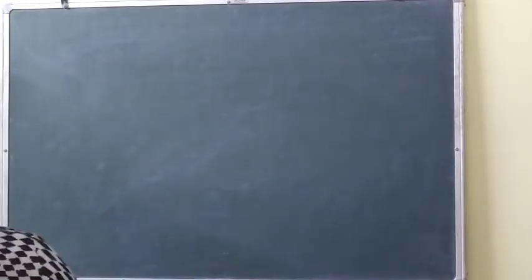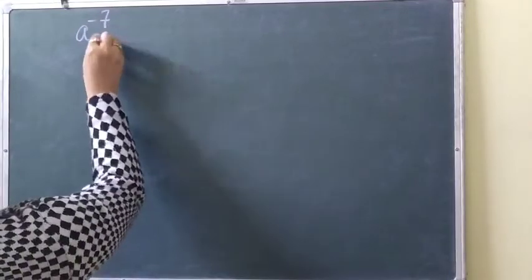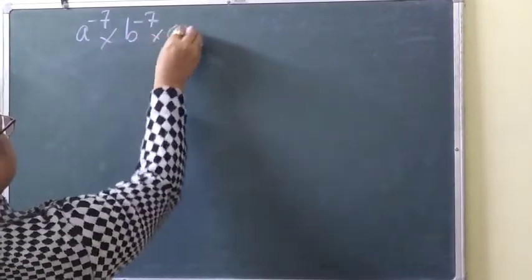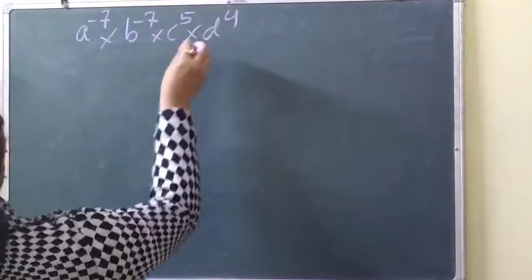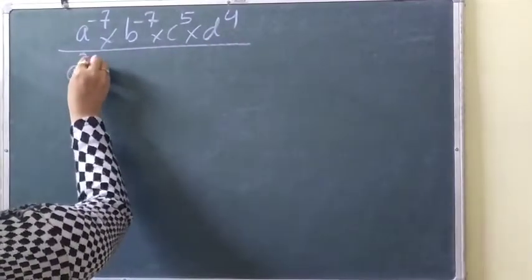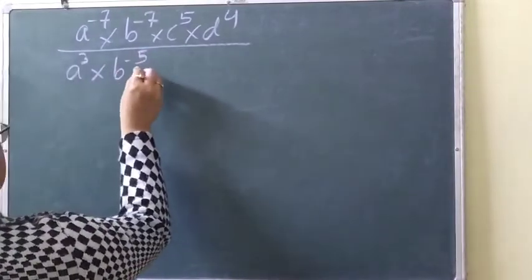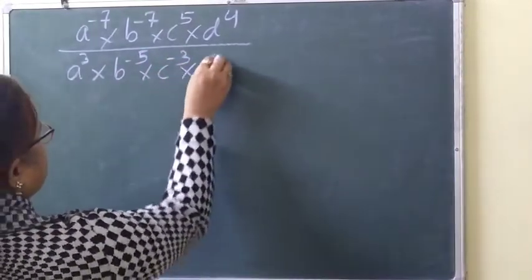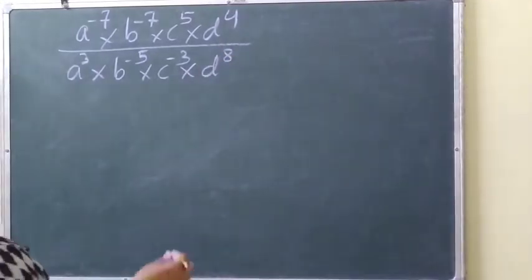Now, the next question is a to the power minus 7 into b to the power minus 7 into c to the power 5 into d to the power 4, divided by a to the power 3 into b to the power minus 5 into c to the power minus 3 into d to the power 8. Clear? How will we solve this one?